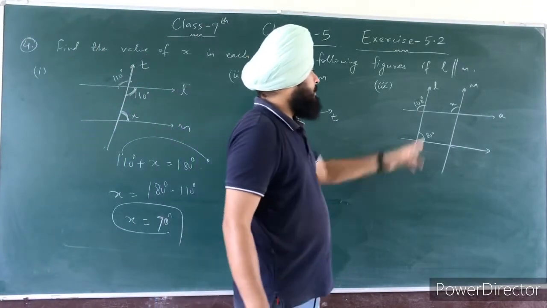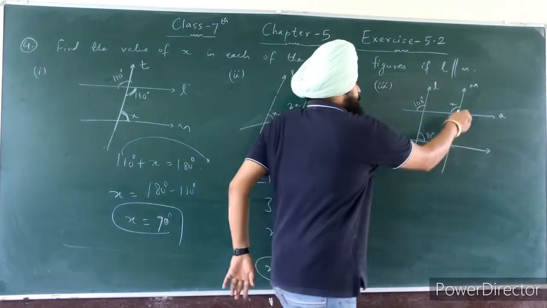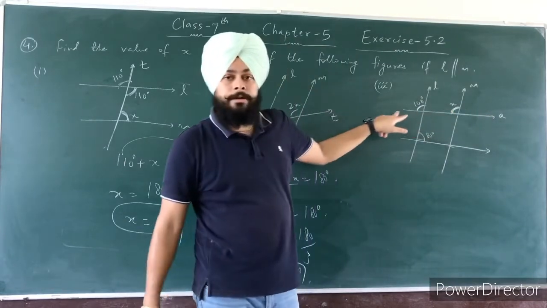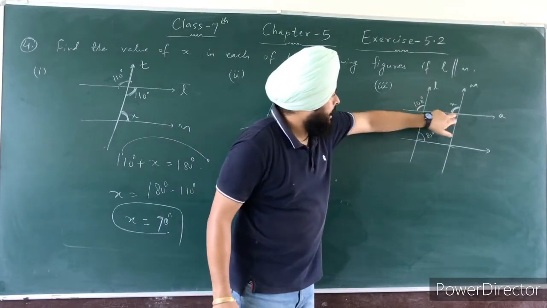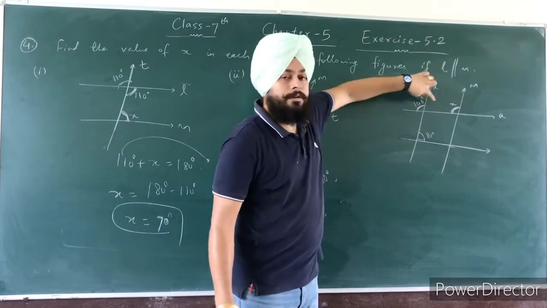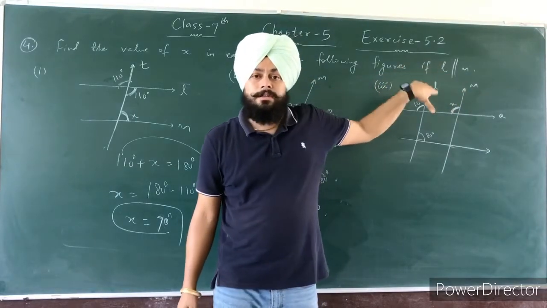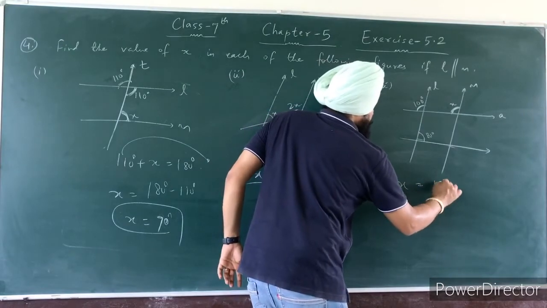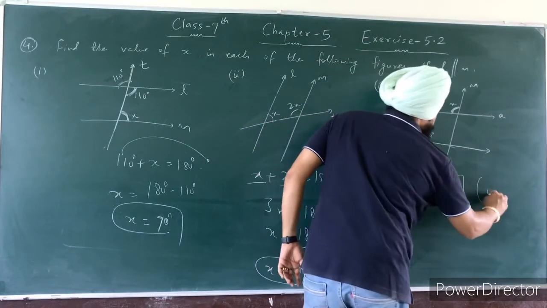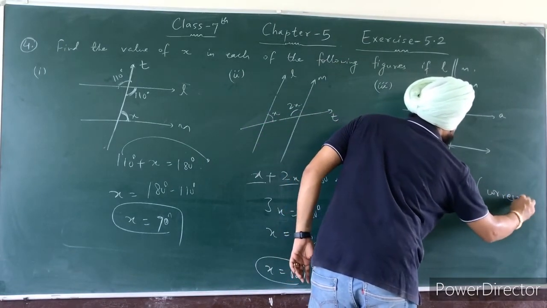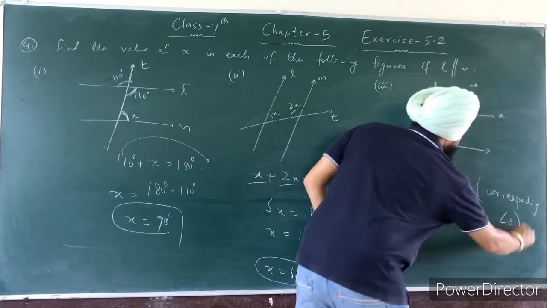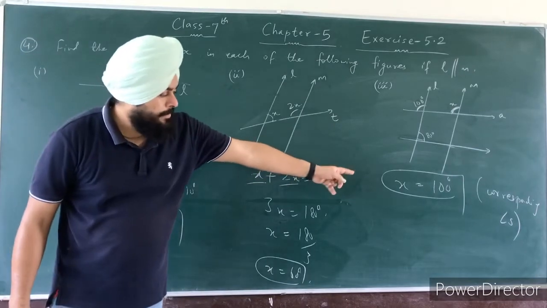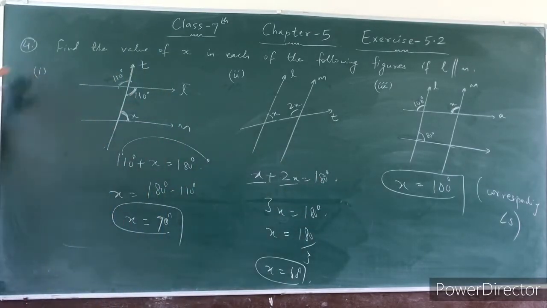Next, third part is L parallel to M. We have to find the value of x. You can see here this A is a transversal, and this angle x and this 100 are what? They are corresponding angles. That's why x is equal to 100 degree. Write the reason. Corresponding angles are equal. So measure of angle x is 100 degree. So this is your question number 4.